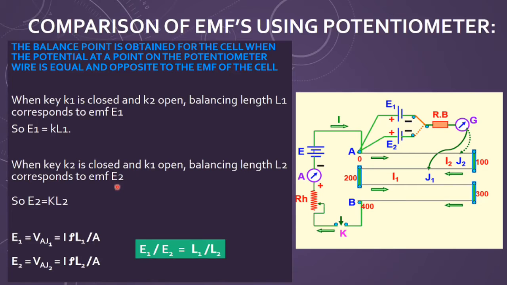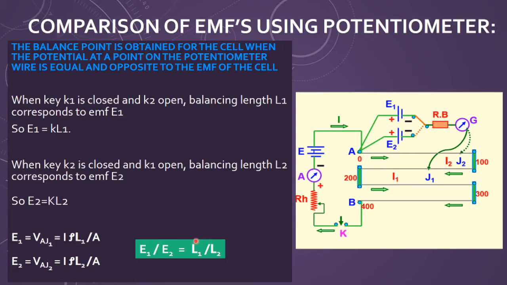and then you can find L2, which corresponds to the second cell E2. So again using the principle of potentiometer, E2 is given by KL2. So by simply dividing, I can find E1 upon E2 is coming out to be L1 upon L2. So I can compare the EMF of the two cells.